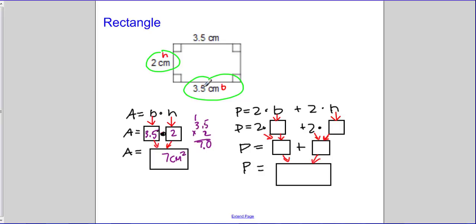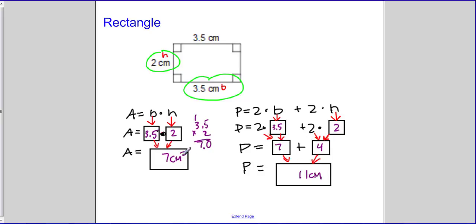Then the perimeter is, I have two bases. Since the perimeter is a distance around, I have two of these lengths, B, and B is 3.5 again. I have two of these heights, which are 2. So this is 2 times 3.5, which we showed was 7, and this is 2 times 2, which is 4. Add those up, and you get 11 centimeters.